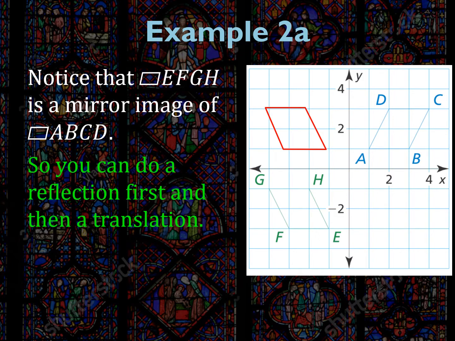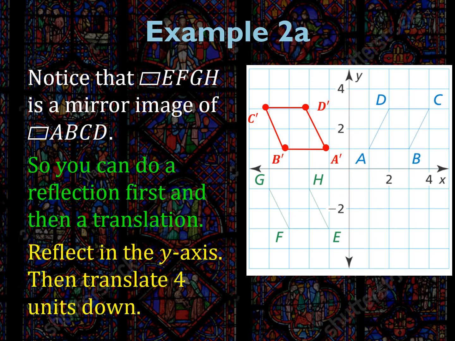So you can first do a reflection in the y-axis, and then you could do a translation. So you reflect the original shape in the y-axis, so you get A prime, B prime, and so on, and then you would take that red parallelogram and translate it 4 units down. So that is one way to handle the transformation. Now you could also have reflected in the x-axis and then shifted it to the left. You would end up with the same result. So there's more than one answer to some of these.